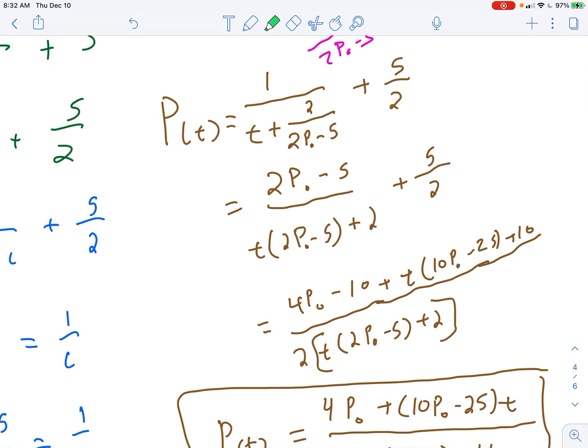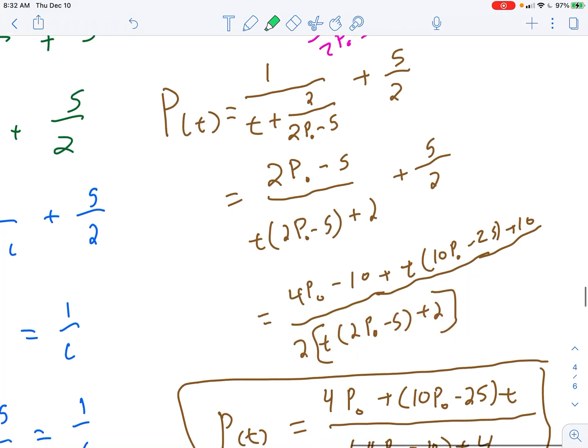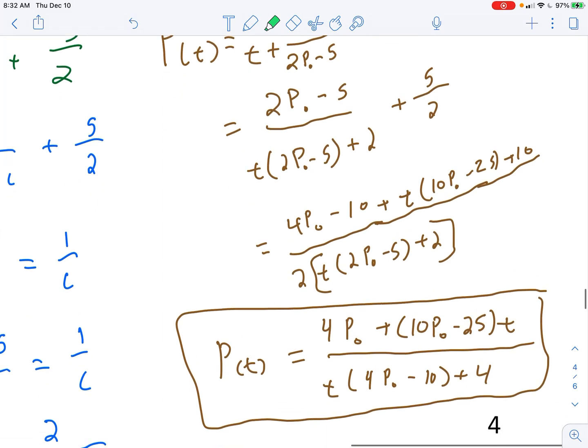And then on the bottom, we need a 2 over here, so we need a 2 times that. So we're going to multiply 2 times 2, which is 4p sub 0 minus 10. So there's all the multiplication, and in the bottom we have the common denominator. All right, now we're going to simplify. We notice that minus 10 plus 10 are going to cancel each other out. And then we're left with 4p sub 0 plus t times 10p sub 0 minus 25.